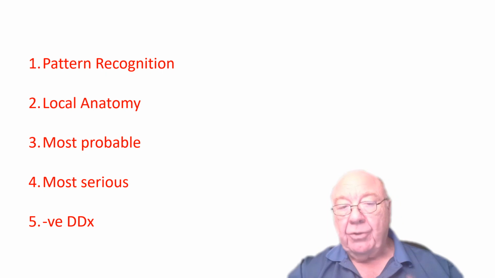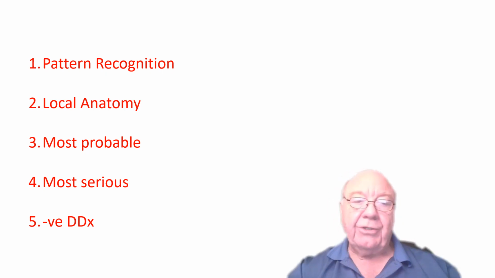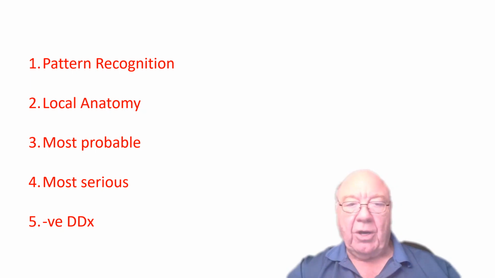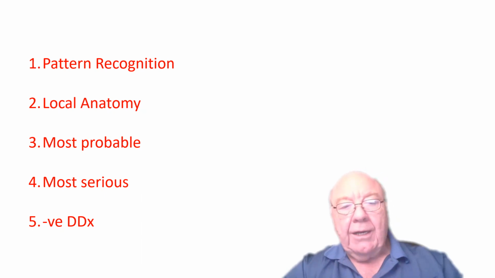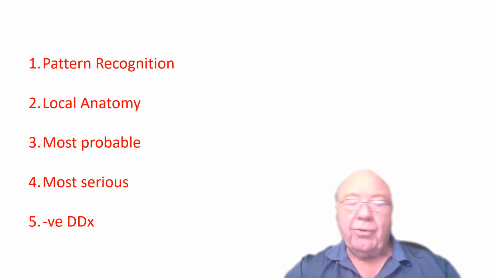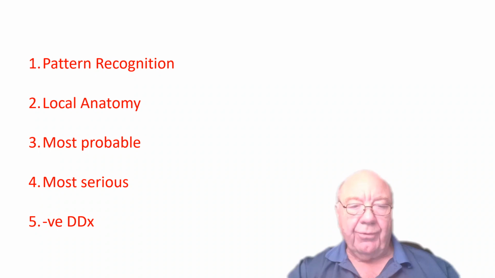Or you can go for the most serious pathology, which we really don't have for the elbow, but if you're working in the spine, for example, especially the cervical spine, you've got a number that you have to be concerned about. We'll talk about those as we go. So you go for the most serious to get it out of the way, and then get on to the more mundane, less serious problems that are not going to threaten the health.